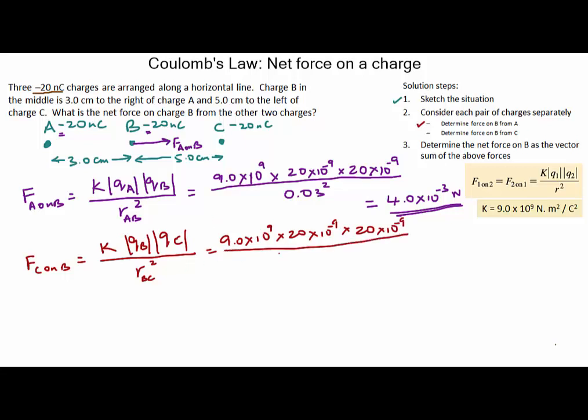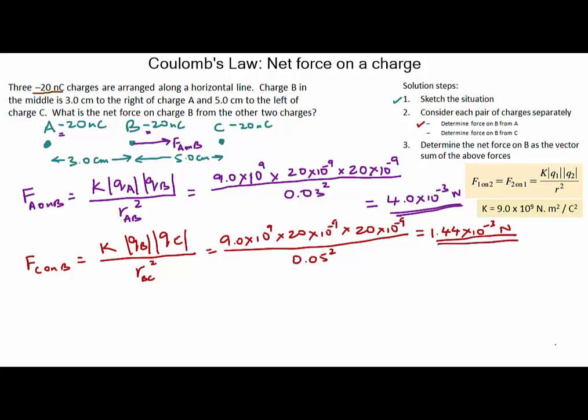And in this case, the distance between B and C was 5 centimeters, which is 0.05 meters, and I got to square that. And when you solve that, you will get a value of 1.44 times 10 to the negative 3 Newton.